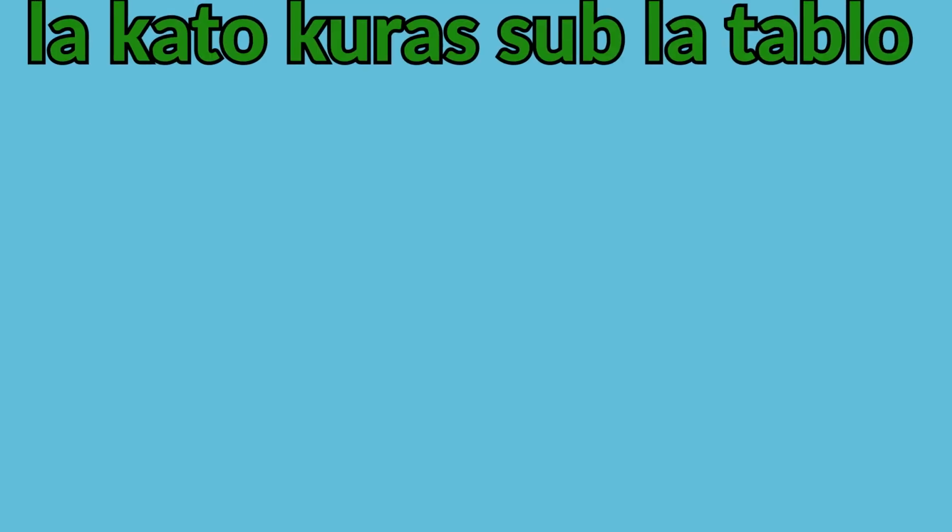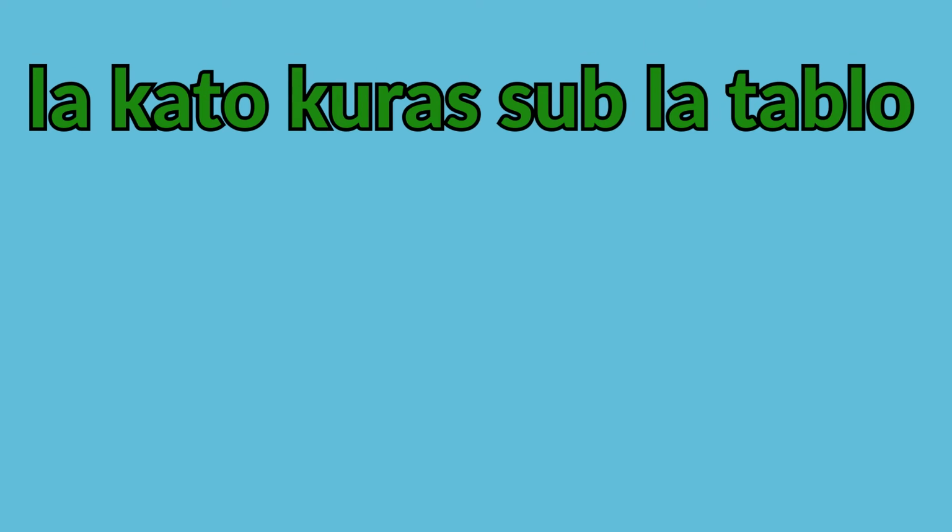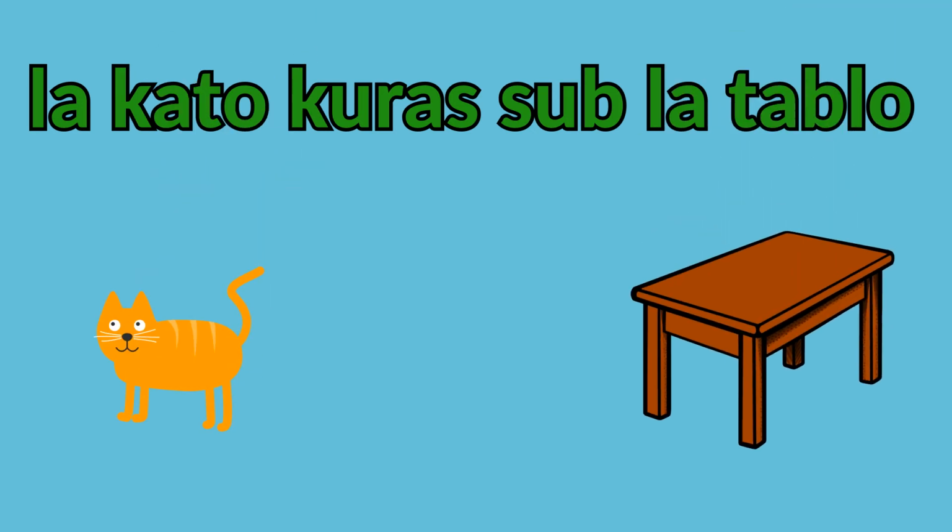We can show an example phrase, a more complicated phrase. So this phrase is La gato corre sub la tablo. Okay, so that means the cat runs under the table. In English there's a bit of ambiguity here, because you don't know whether the cat started away from the table and ran until he was under it, or whether he was already under the table when he started and he was just running around under it.